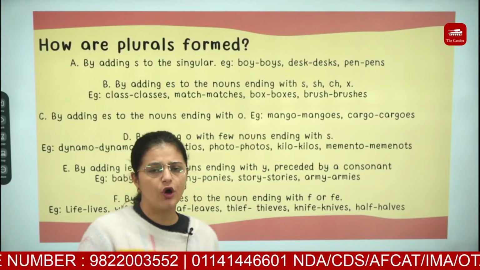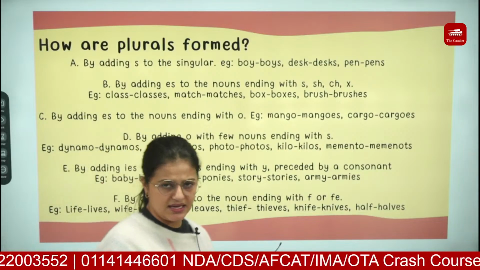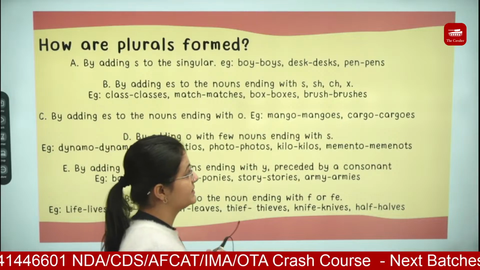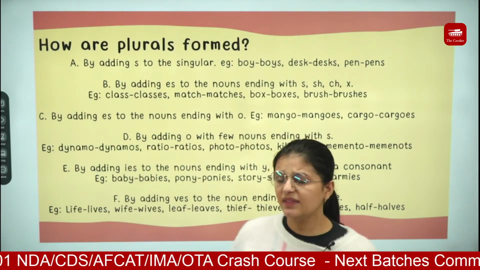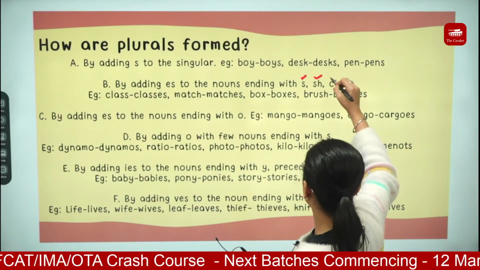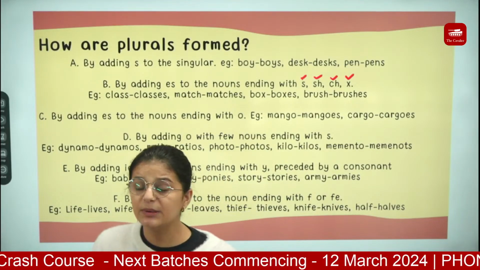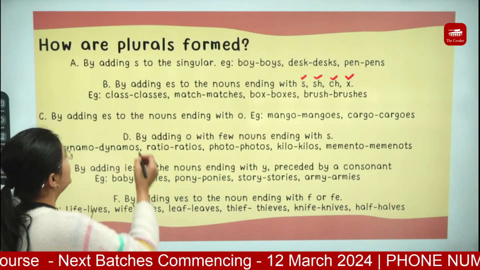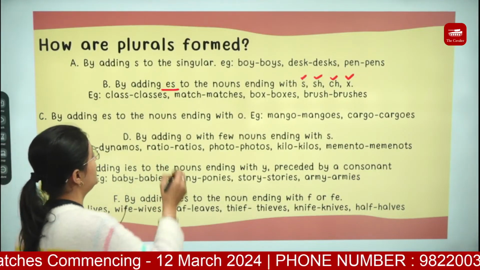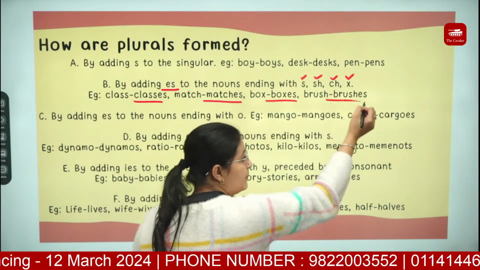How do we form plural noun? So, the first method is just by adding s. So, boy becomes boys, desk becomes desks, pen becomes pens. Then there are certain words जो s, sh, ch और x से end होते हैं. उन सभी words में we add es. For example, glasses, matches, boxes, brushes.